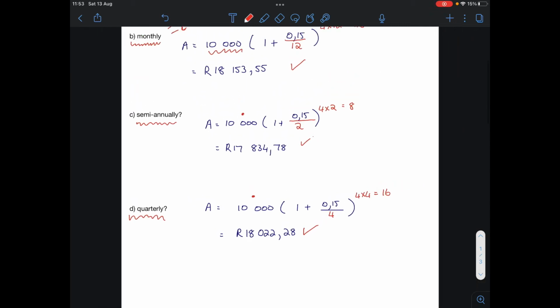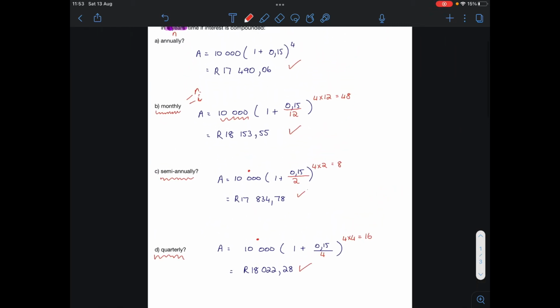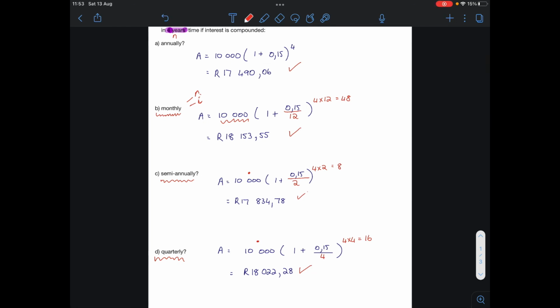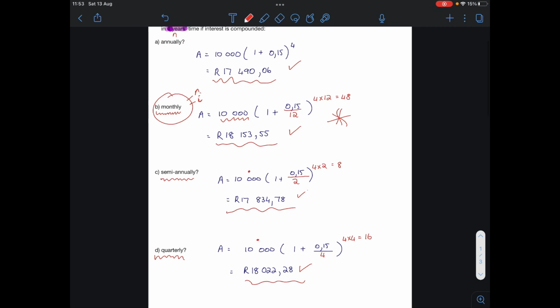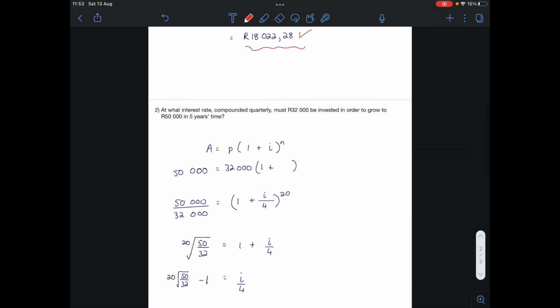Now what I would like to do is just quickly once again compare these values. Which one is the biggest? That one, that one, that one, or that one? It looks like this one here is the biggest. So once again, we get the biggest returns for our money, for our investment, if we have the monthly, compounded monthly, which makes sense again. It's compounded more frequently, so it grows quicker. Okay, let's move on to one more example.